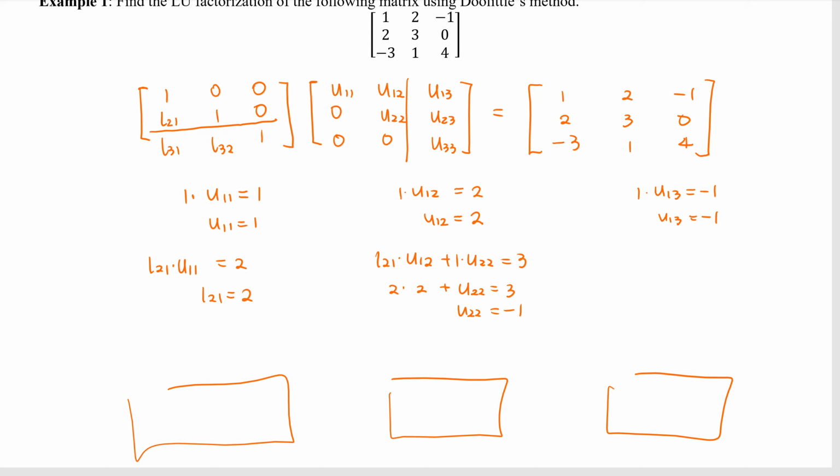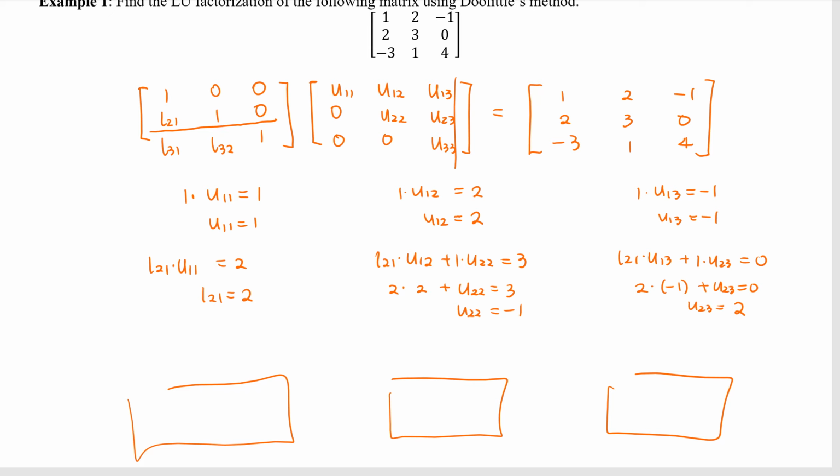Okay. And here we use the second row times the last column. L21 times U13 plus 1 times U23 plus 0 times U33 equals 0. L21 is 2, U13 is minus 1, plus U23 equals 0. So U23 is, well, that is negative 2, move to the other side, is just 2. So far, so good, everybody?